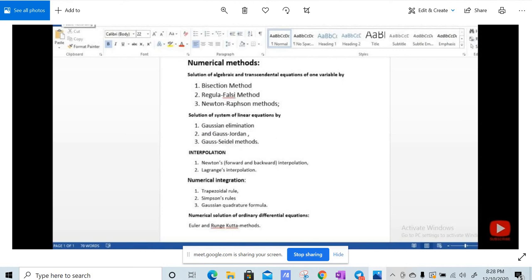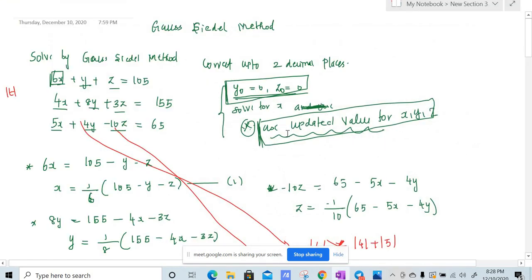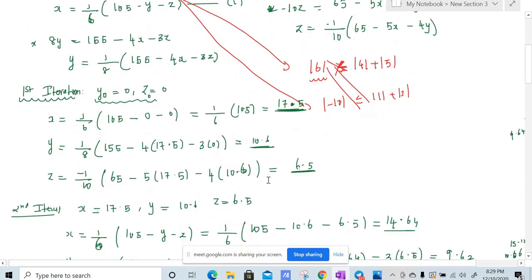That's it. So in the Gauss-Seidel method, you choose x, y, z such that it is of the highest power. And if they give the initial approximation in the question, you choose y0 and z0 to be the values they have given. If they haven't given the initial approximation, you choose y0 to be equal to 0, z0 to be equal to 0, and you always use the updated value for x, y, z.